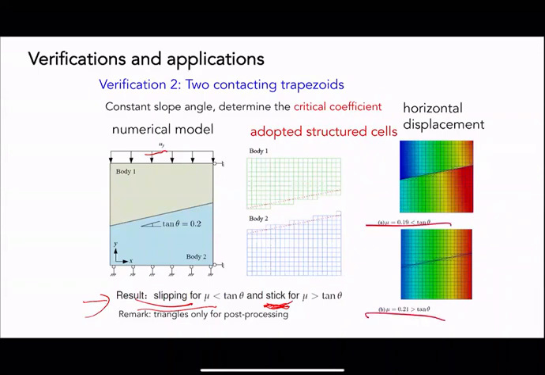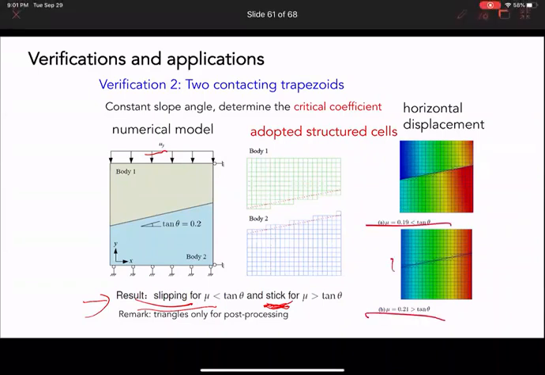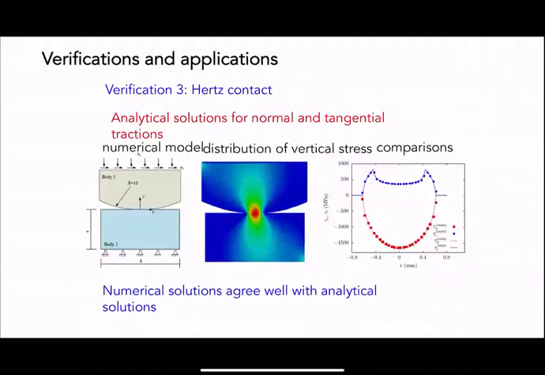So you can see here, in the first case, you have a continuous displacement field indicating that the material is in a stick contact behavior. So the normal stress is enough to prevent it from slipping. But then later on, the horizontal displacement did show the relative motions. This is another classical verification problem.